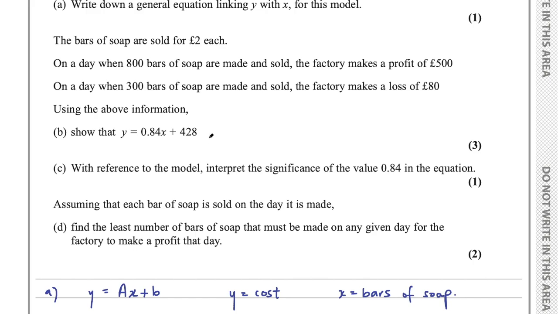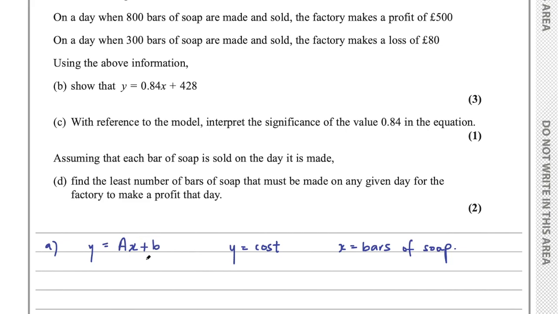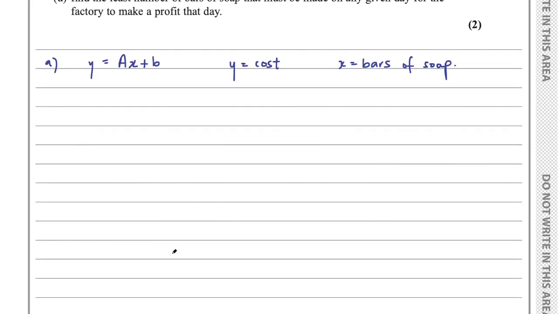So this is essentially a simultaneous equations question, right? They give you two bits of information. We can come up with two separate equations and solve for, or come up with, this equation y equals 0.84x plus 428. So solving for A and B in this case. Okay, so let's go ahead and create these equations.